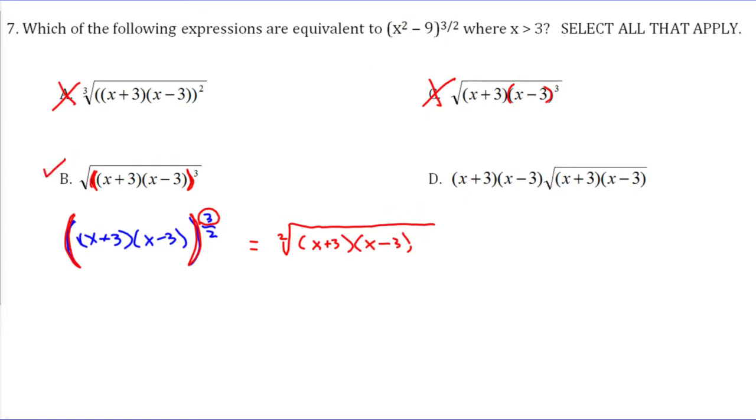This is a good example. This would be like saying, all right, I'm going to take my 3, my exponent, and I'm going to apply it on the inside right there. That's what we did. That's what choice letter B is saying.